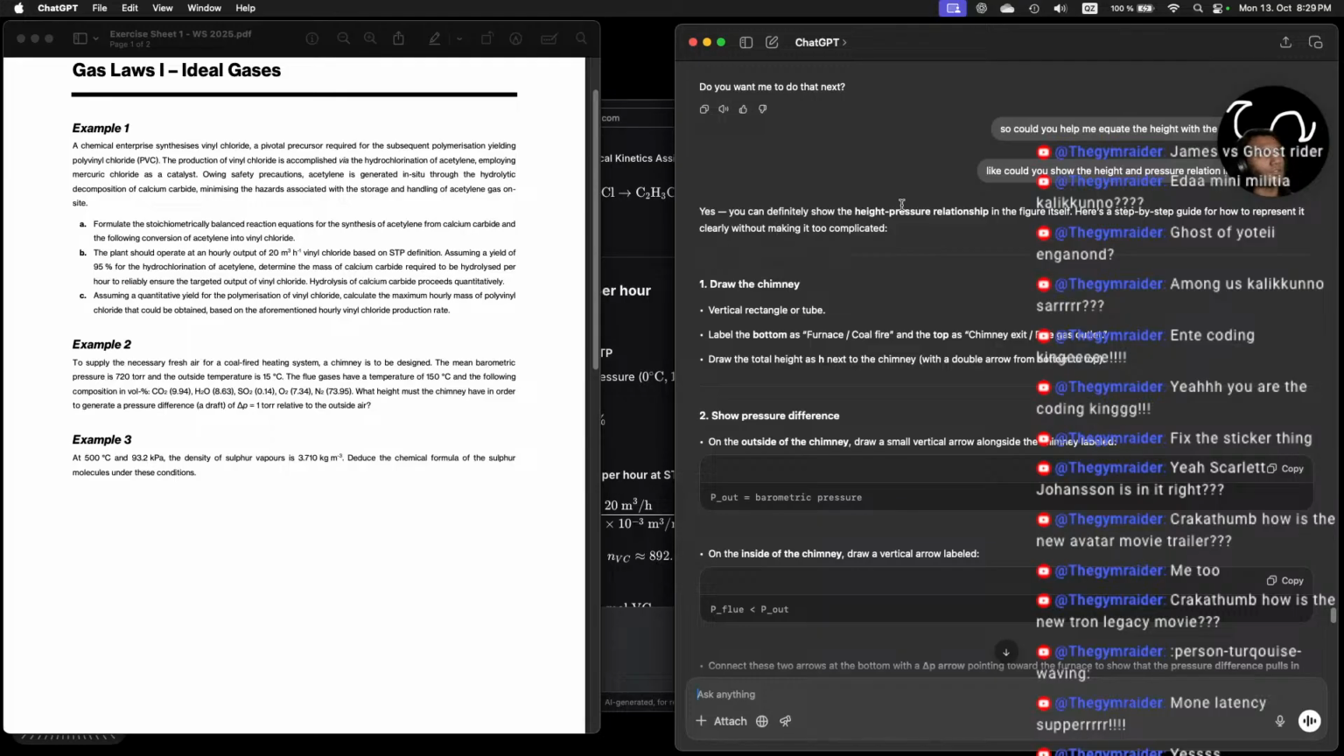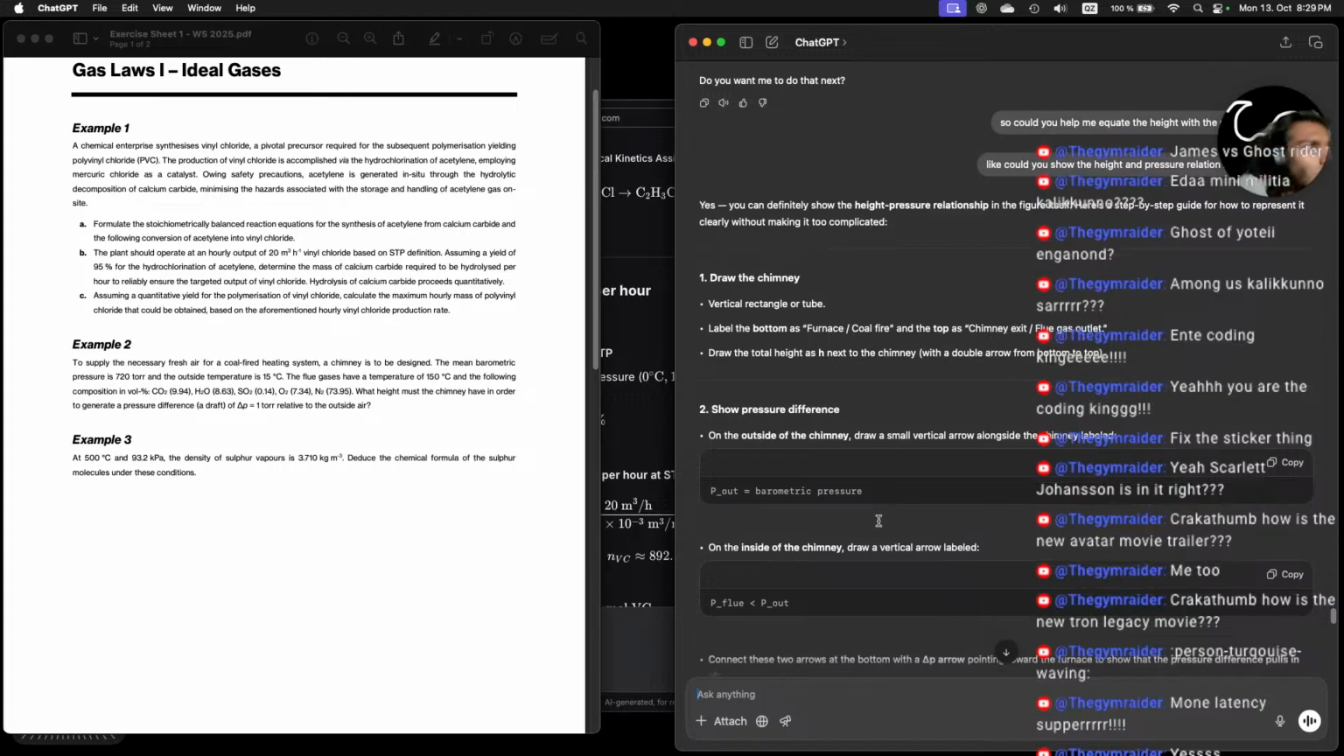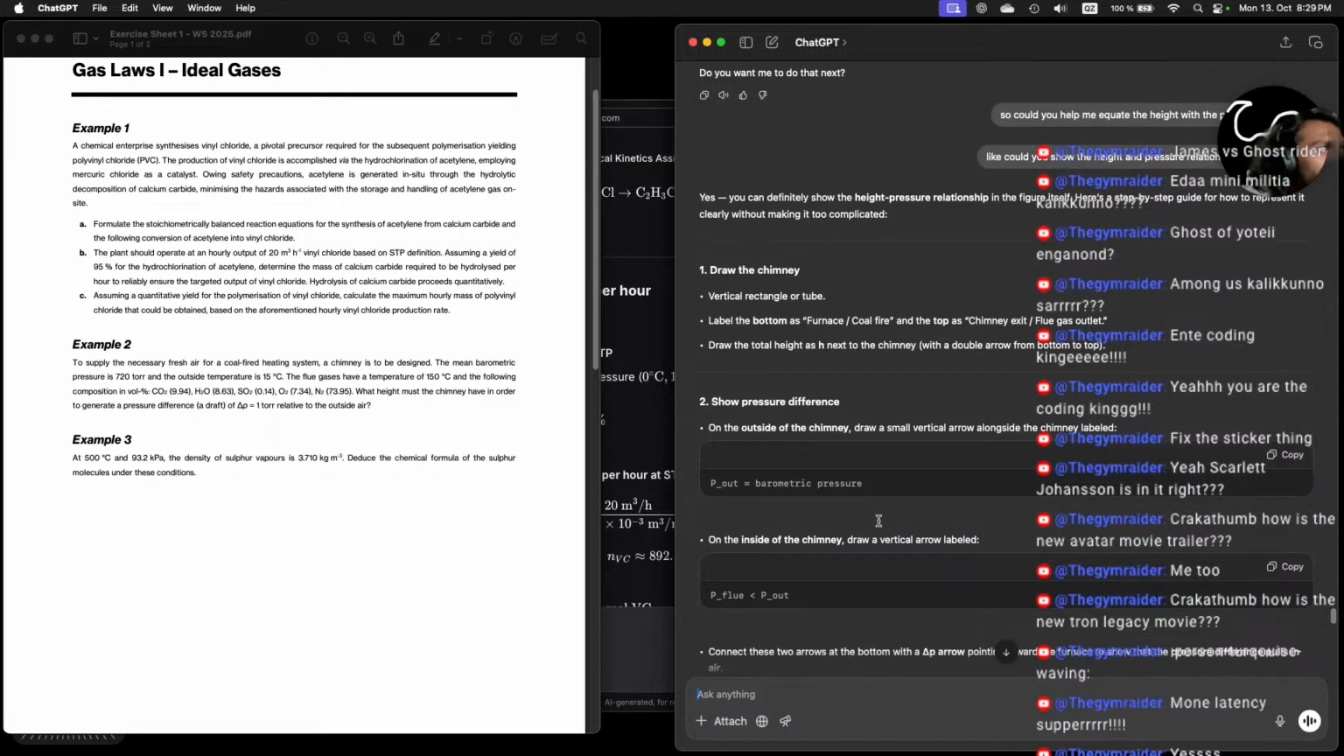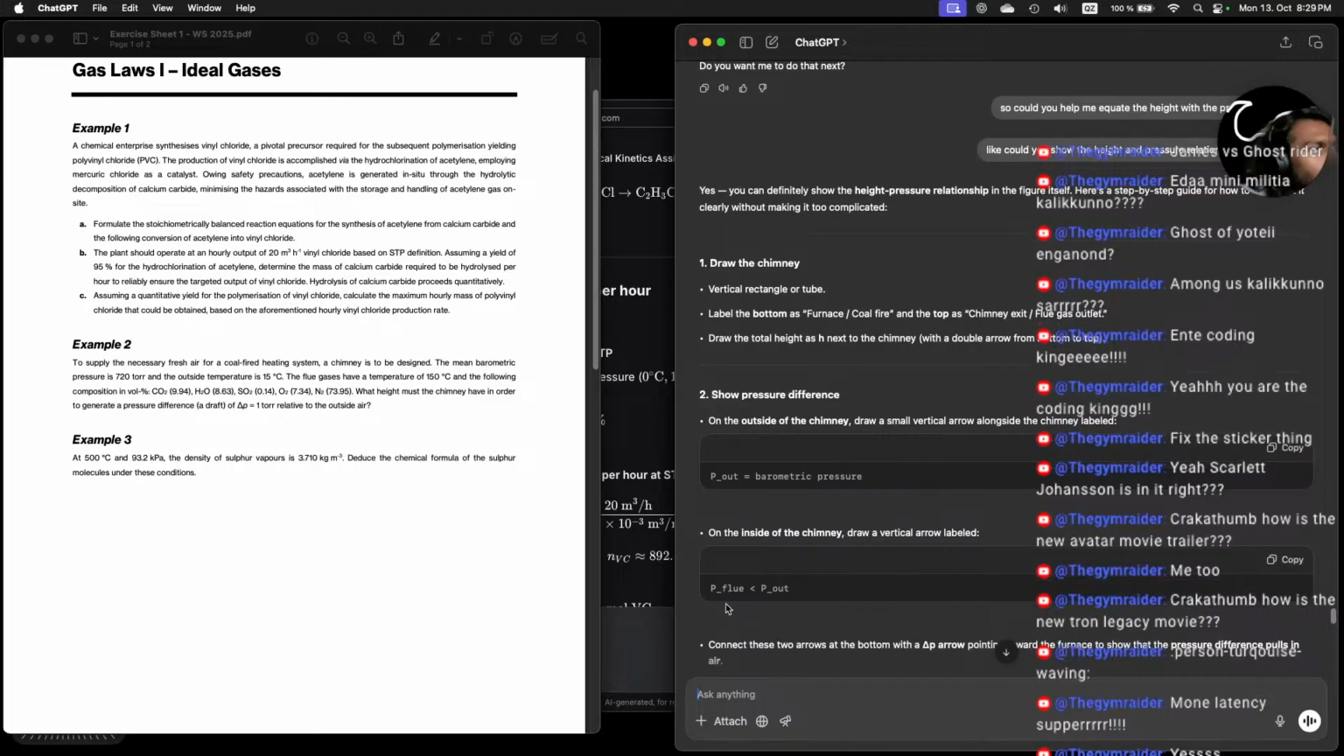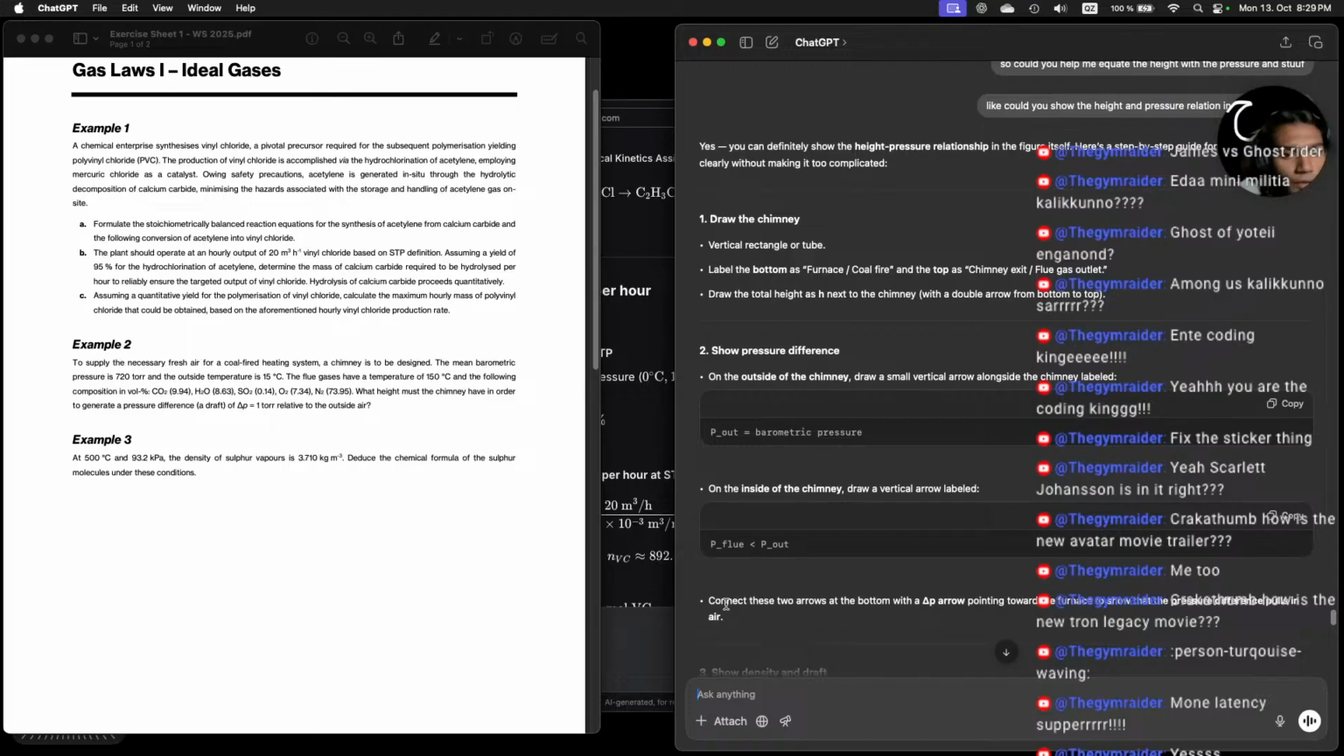Yes, you can definitely show the height and pressure difference in the figure itself. Here's a step-by-step guide for how to represent it clearly without making it too complicated. Draw a small vertical arrow inside the chimney labeled P out, barometric pressure. So the internal pressure is lower compared to external, which results in the gas flowing in.